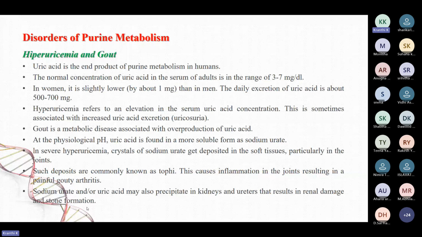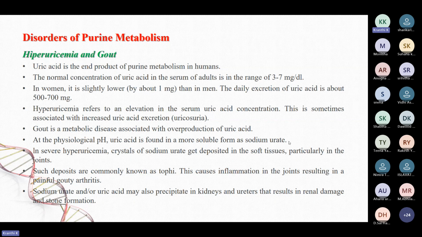Fine. Hyperuricemia. What do you mean by hyperuricemia? Excess formation or excess presence of uric acid in the blood is called hyperuricemia. Hyperuricemia refers to an elevation in the serum uric acid concentration, usually 3 to 7. If it exceeds 7 milligrams, this is sometimes associated with increased uric acid excretion also, uricosuria. So what is the metabolic disease? Gout is a metabolic disease associated with the overproduction of uric acid. At physiological pH, uric acid is found in a more soluble form, sodium urate.